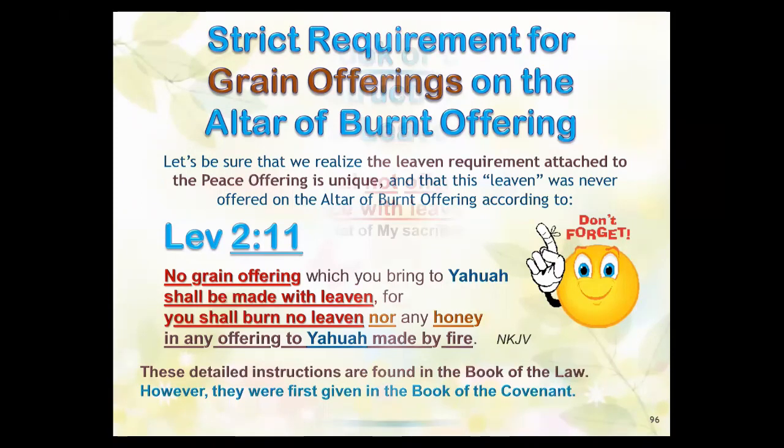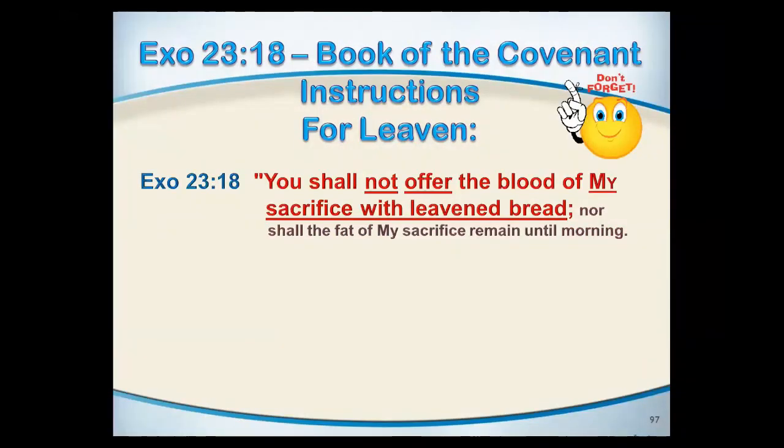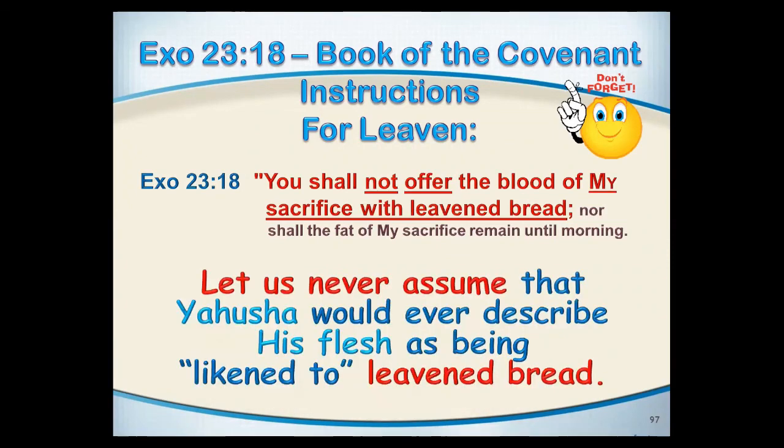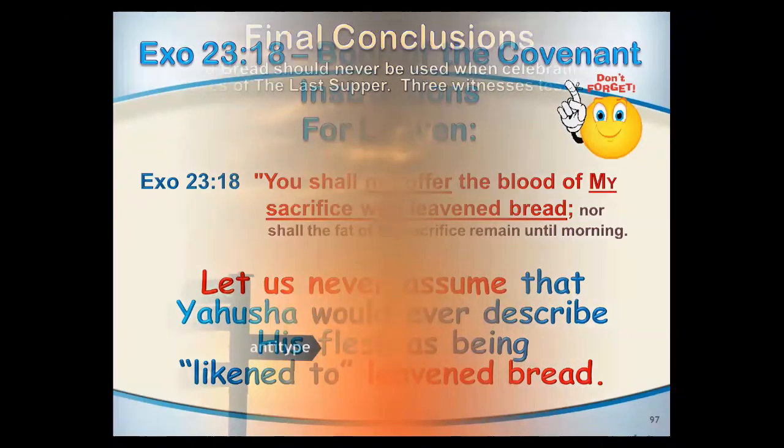However, we all know they were first given in the book of the covenant in Exodus 23:18. You shall not offer the blood of my sacrifice with leavened bread, nor shall the fat of my sacrifice remain until the morning. Let us never assume that Yahushua would ever describe his flesh as being likened to leavened bread, or his blood as being likened to leavened drink. Let's wrap it up here with final conclusions.